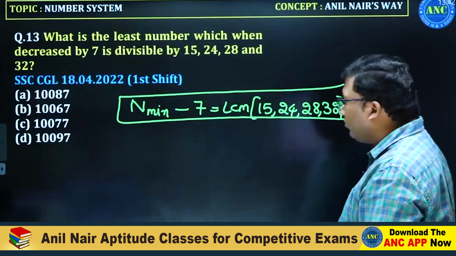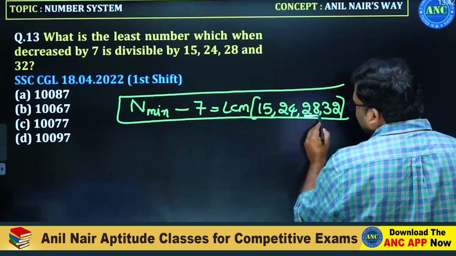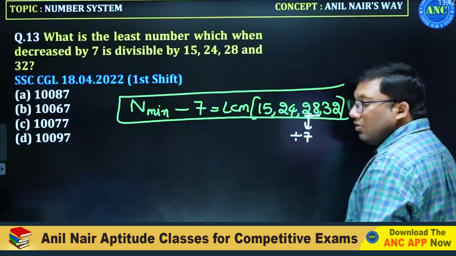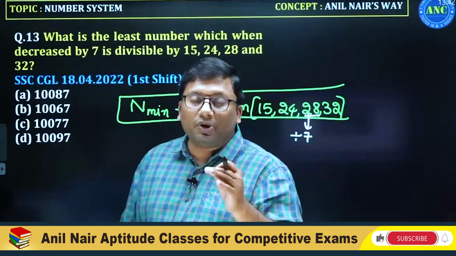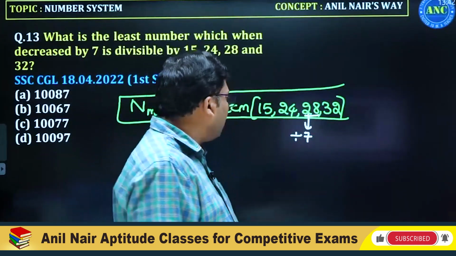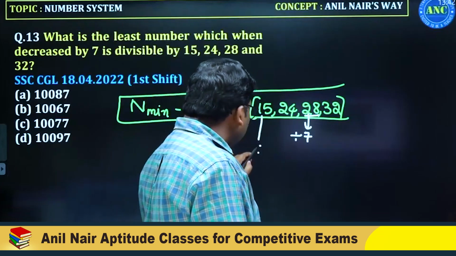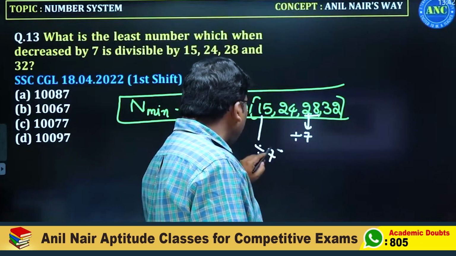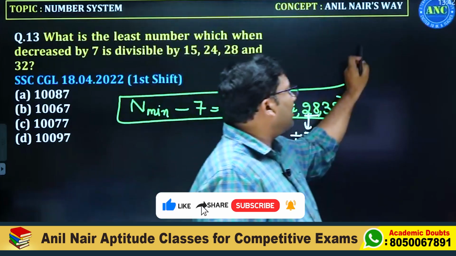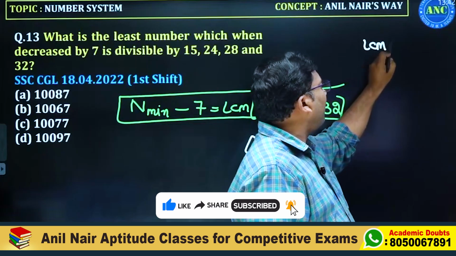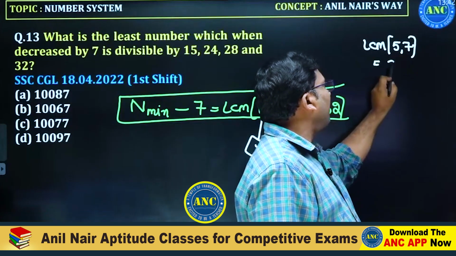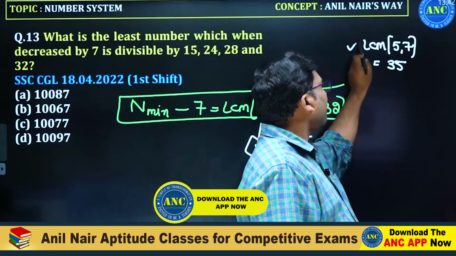Now see here, always look into LCM, here one number is divisible by 7. Whenever you are finding an LCM, if one input number is divisible by 7, the output also is divisible by 7. Take this example: LCM of 5 comma 7 is 5 into 7, 35.